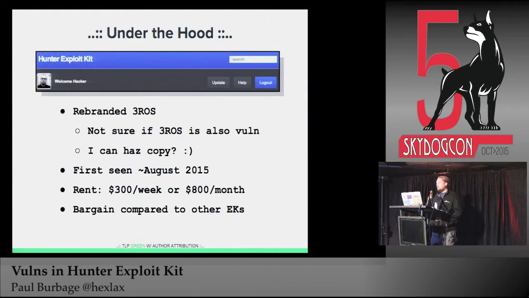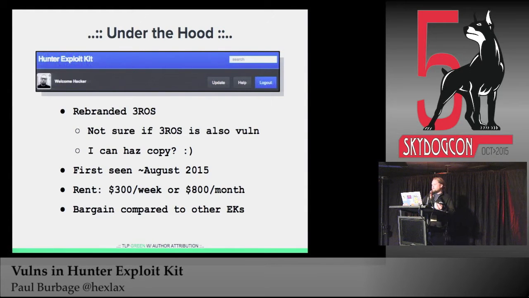Diving a little bit under the hood of Hunter exploit kit itself. So the panel itself, or the exploit kit itself, is actually rebranded Eros exploit kit. I'm not really sure about the ties between the author of these kits. It could be that it's the same exploit kit author that just rebranded it, or it could be that the Eros leaked and then it was just rebranded by a different individual. So not really sure. If someone has a copy of that or knows how to get a copy, I'd really like to see that code myself.